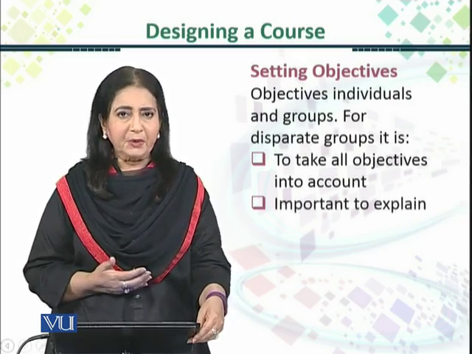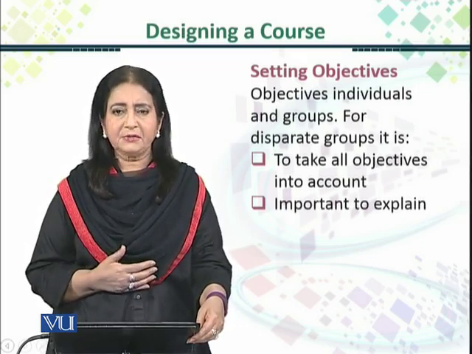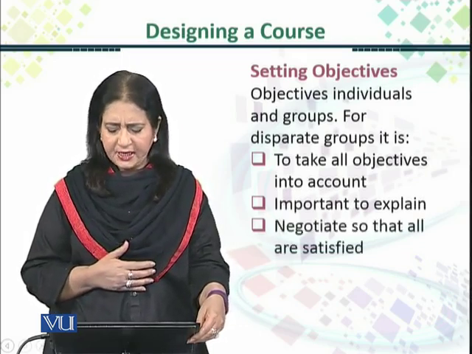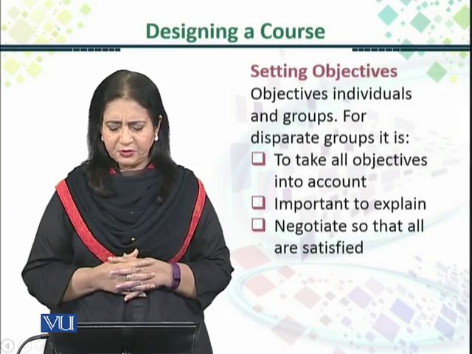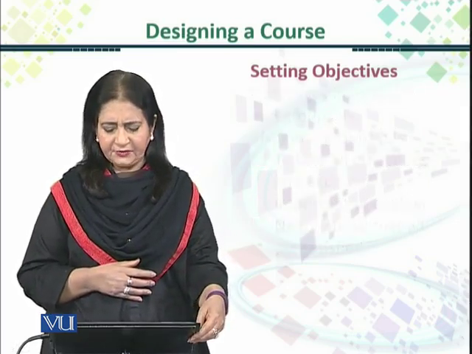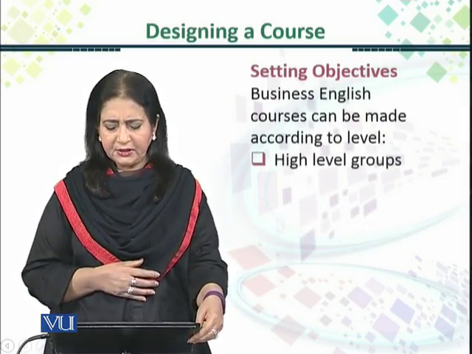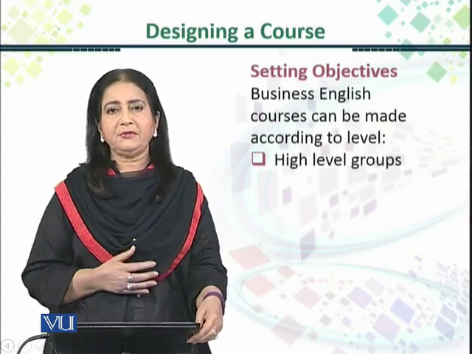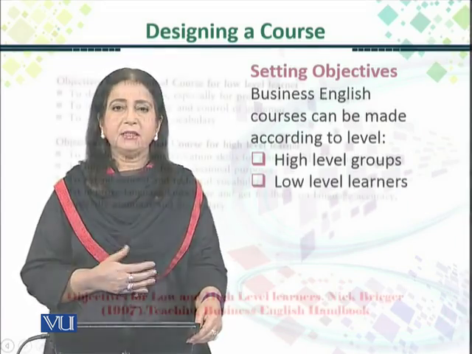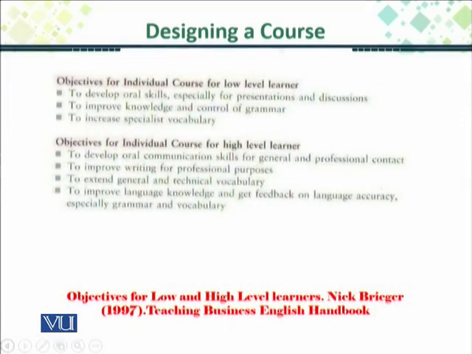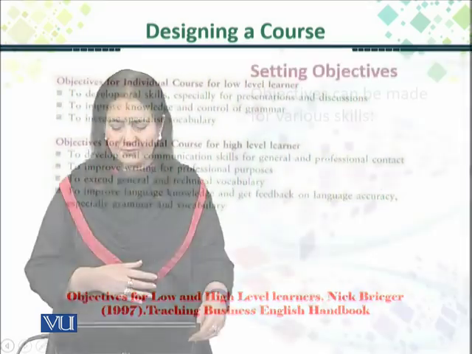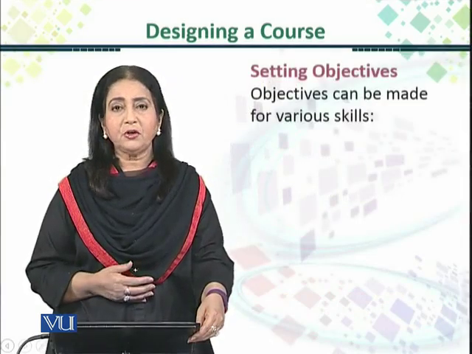It is important to explain the different objectives which the learners have to each other, and then try to negotiate so that all the participants are satisfied. Business English courses can be made according to the level of the learners. For example, high-level groups would have their objectives written differently than low-level learners. So here we have an example of objectives written for individual courses for low-level learners and objectives for individual courses for high-level learners. Similarly, objectives can be made for various skills.